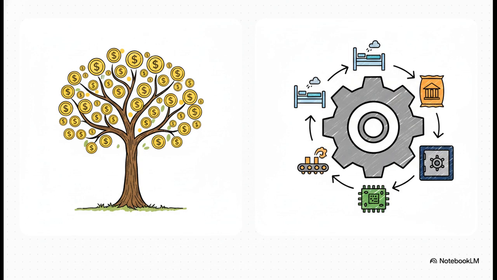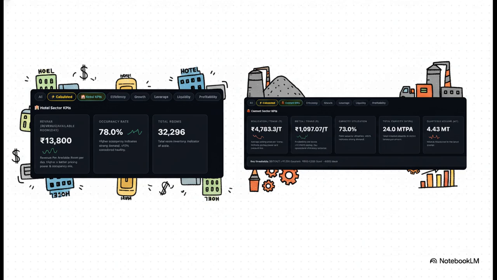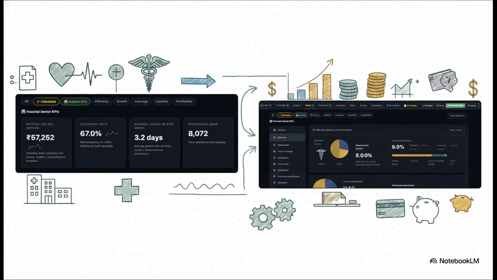Think of it this way. Financial ratios tell you if the company is well managed financially, sector KPIs tell you if it's actually good at its job. And the platform is incredibly adaptive. If you're analyzing a hotel company, the tab will literally relabel itself Hotel KPIs and show you things like revenue per available room. Then switch over to a cement company, and that same tab automatically changes to Cement KPIs, showing you capacity utilization and profitability per ton. And it goes on and on for other sectors.